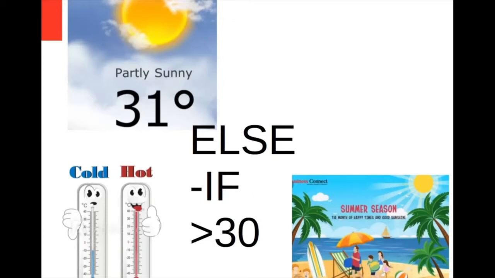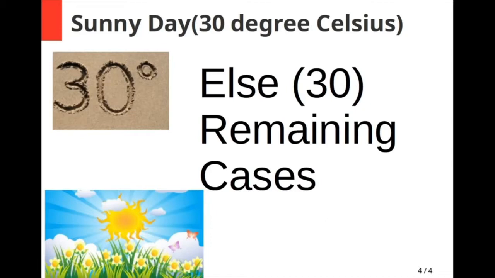So we say that if the temperature is greater than 30 degrees, we say it is a hot day. The hot day means it's a summer season. And the third case is the sunny day, which is the else case, at 30 degrees Celsius. So we say all of the remaining cases go in this block of code. So now let's code the if, else, else if statements, the conditional statements, in Python.